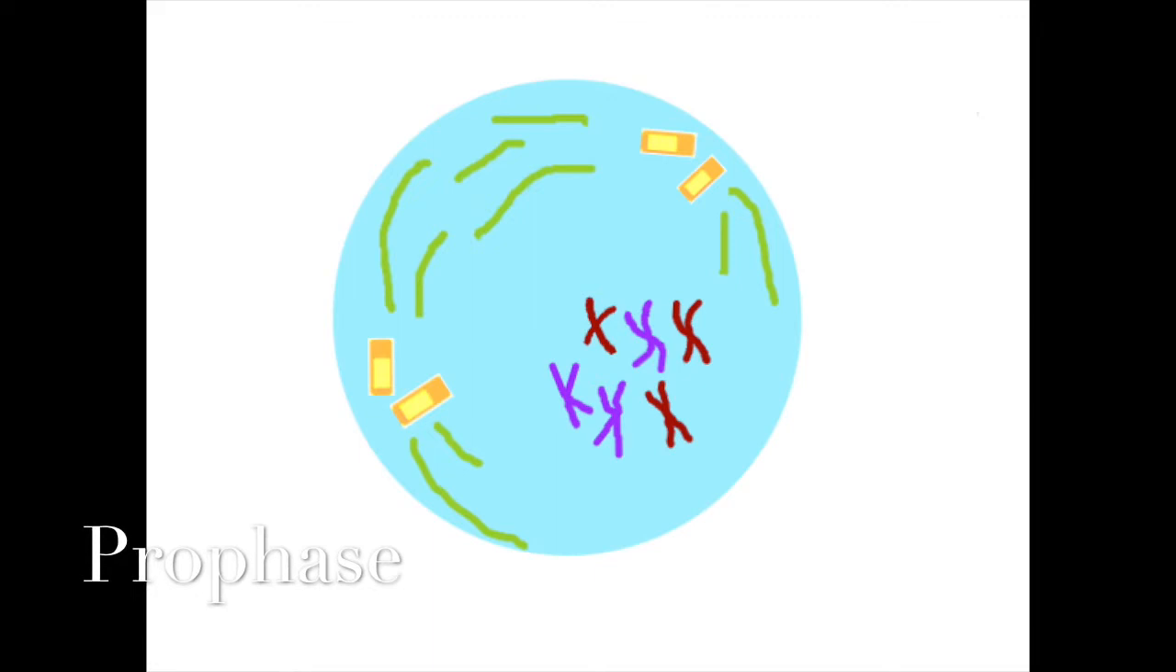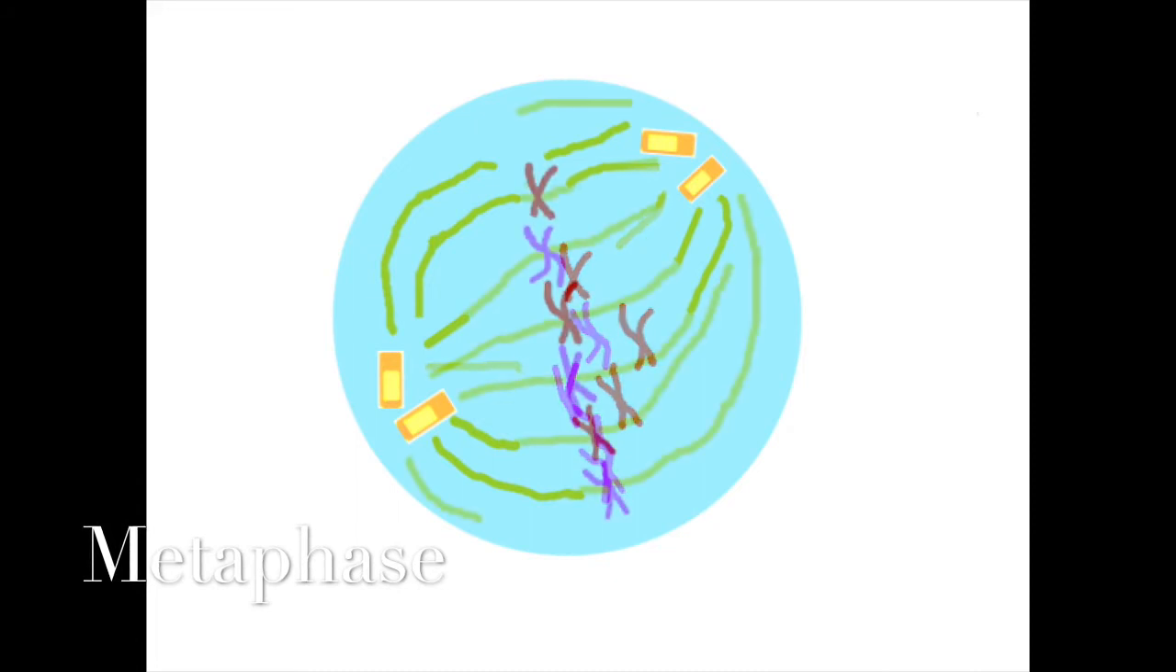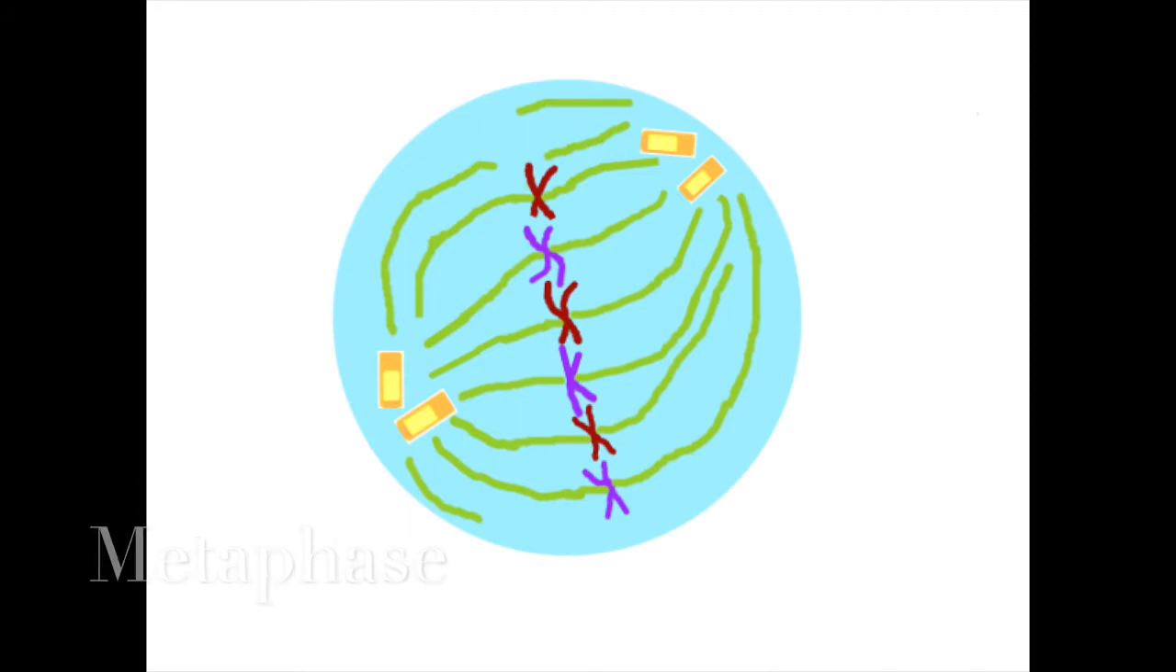Lastly, the nuclear envelope breaks, and the centrioles that were duplicated in interphase start moving to opposite poles while the nucleus disappears. The cell then moves on to metaphase, which is usually the shortest phase in mitosis. During metaphase, the double-stranded chromosomes line up along the center of the cell as the spindle fibers attach the poles of each end to the centromere of each chromosome.